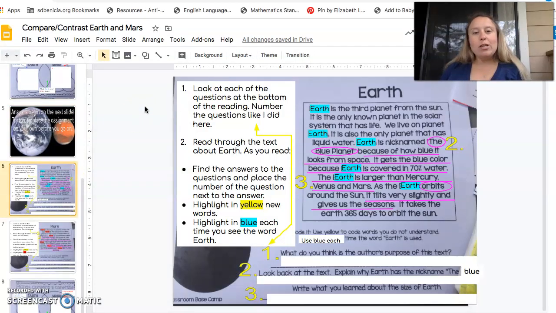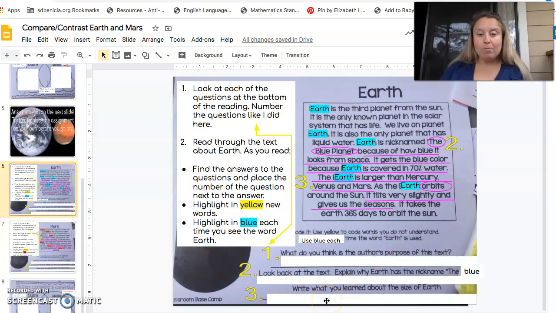Okay, so one of the first things I asked you to do was to find the answers to the questions at the bottom as you're reading. Now, what I realized when I was looking for the answer to question 1, the author's purpose, is that it's really the entire paragraph. So I didn't number that one, but I looked for things that were similar. Now, for question 2, to look back at the text and explain why Earth has the nickname the blue planet, I marked a number 2 where I found that wording, the blue planet.